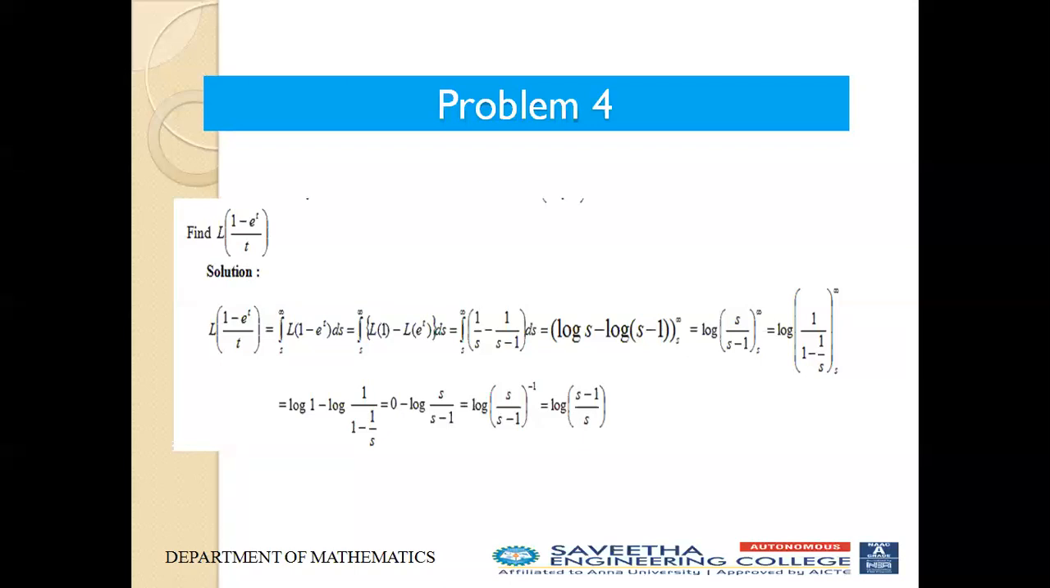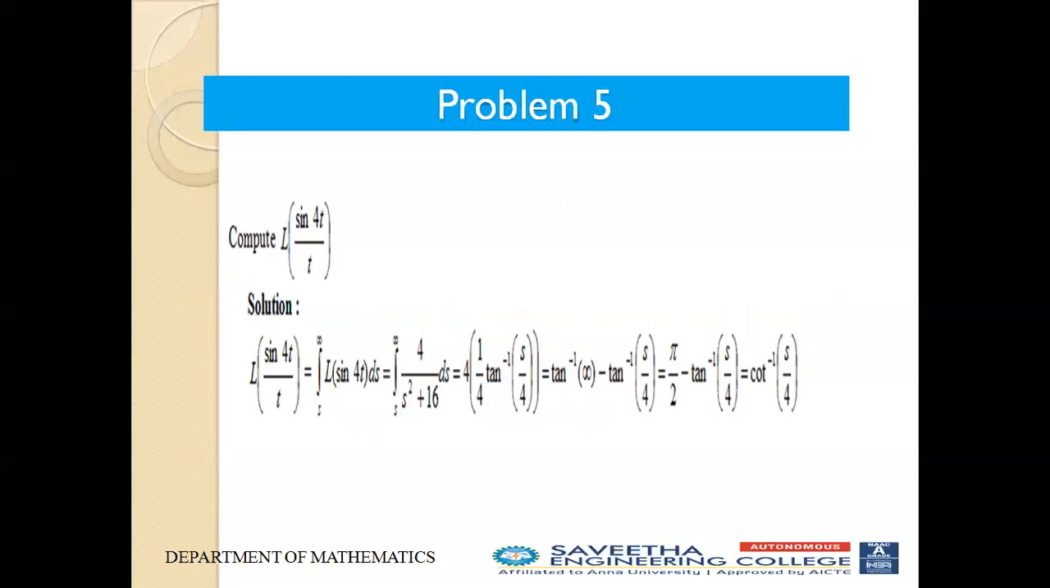Now we are going to cancel the s in the numerator and the denominator, so the denominator becomes 1 minus 1 by s. If I apply the limit, 1 minus 1 by infinity becomes 0. So the upper limit will be log 1, minus the lower limit, which is minus log of 1 by 1 minus 1 by s. Again taking the LCM and simplifying, we get log of (s by s minus 1) whole power minus 1. By logarithmic property, we can write log of (s minus 1) divided by s.